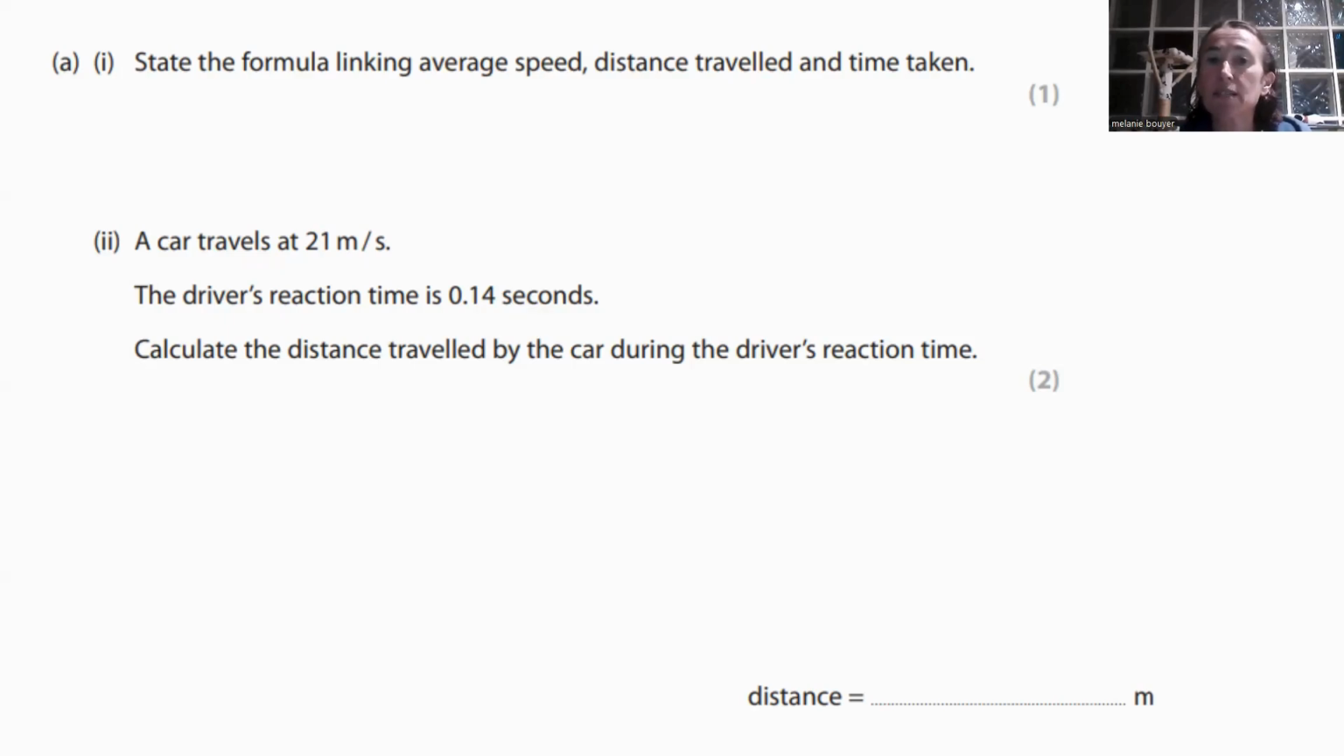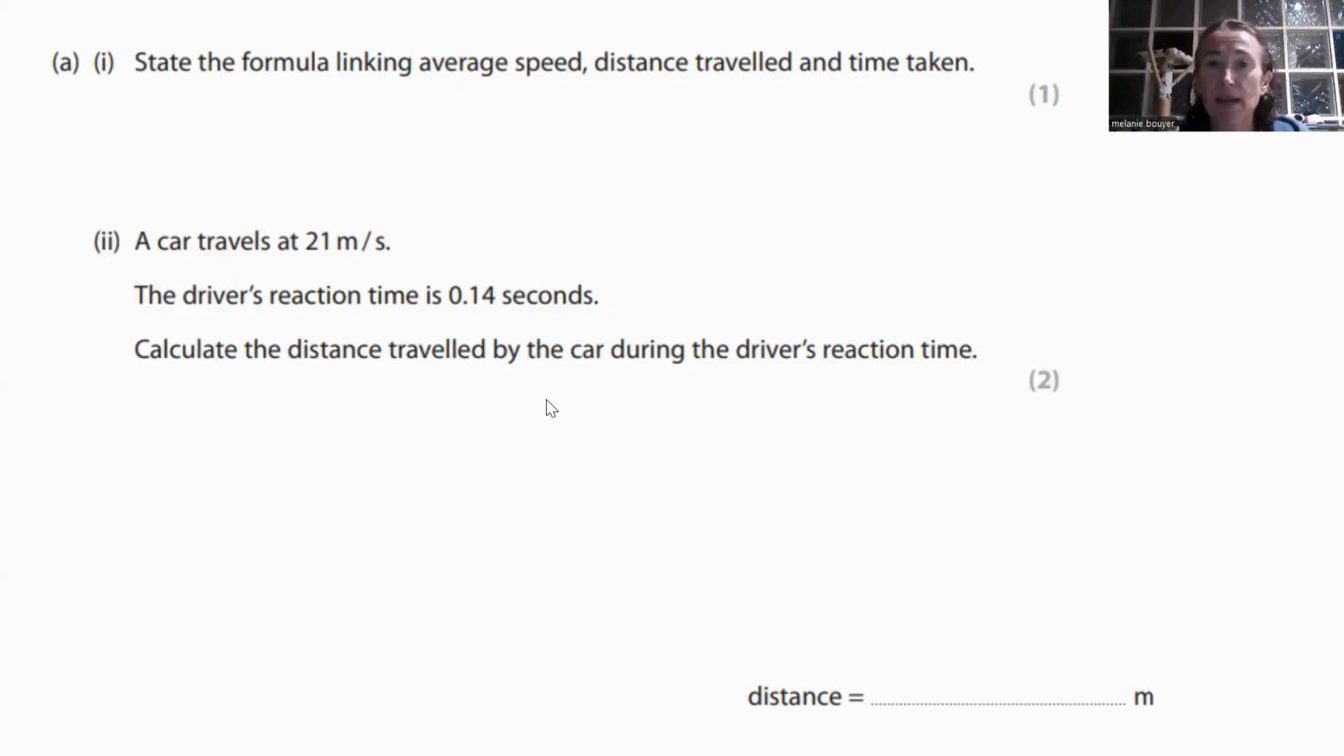Okay, so we know that speed equals distance over time. So you can write speed equals distance over time, or you might want to put that distance equals speed times time. Both of these would be correct. In terms of the distance traveled, you simply need to multiply the speed by the time. So 21 times 0.14 seconds.